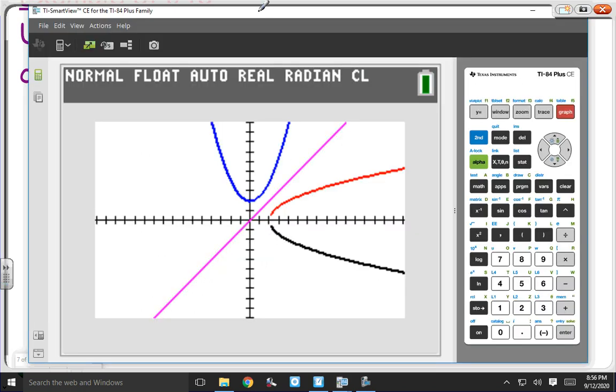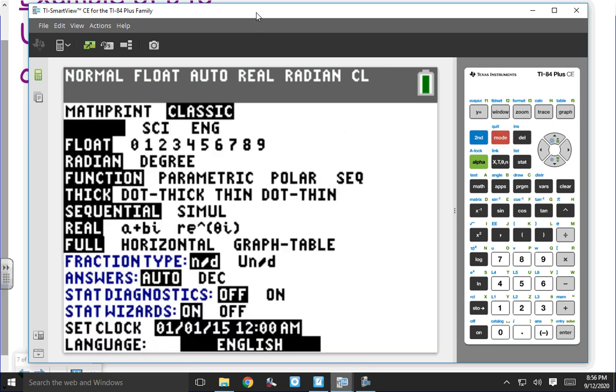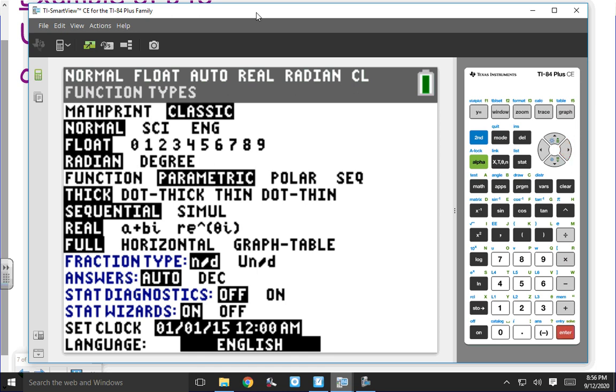And the first thing that you've got to do is go to your mode, and we're going to switch from being in function mode to parametric mode. So under mode, find parametric mode.